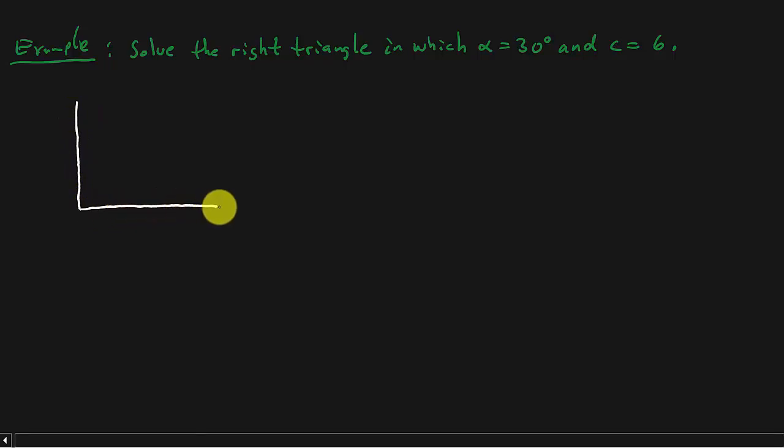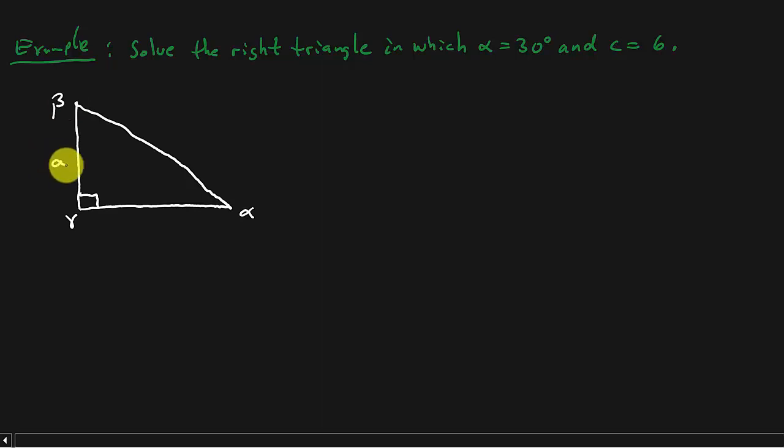let's just draw a right triangle and label it. There's your right triangle. We're going to call this C. Well, I'm sorry. Let's call this right angle, call that gamma. Let's call this alpha and call this angle beta.